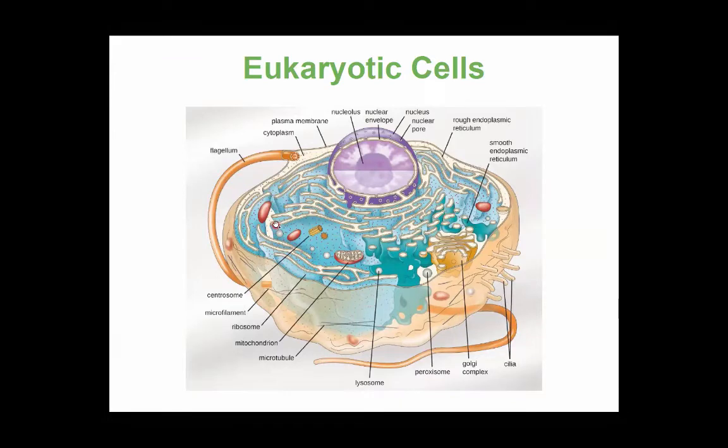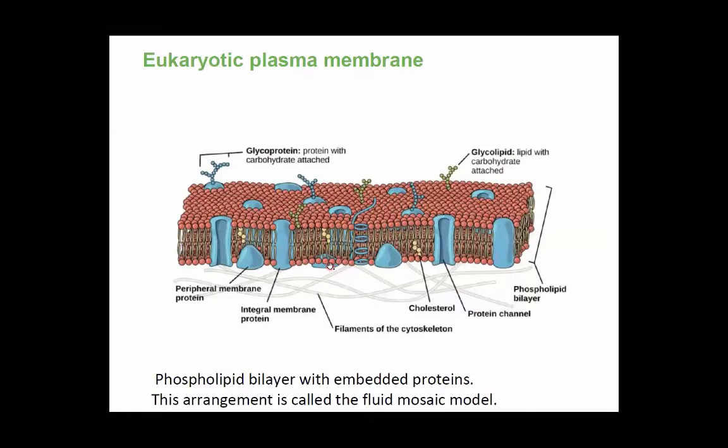Now let us consider these cell parts one at a time in detail. First, the eukaryotic plasma membrane. Plasma membranes are made up of a phospholipid bilayer. This type of organization is called a fluid mosaic model. The fluid part is the lipid part here, the phospholipids that form the bilayer. The mosaic part is all these different kinds of proteins that are embedded or are floating in the phospholipid bilayer. So they constitute the mosaic part.